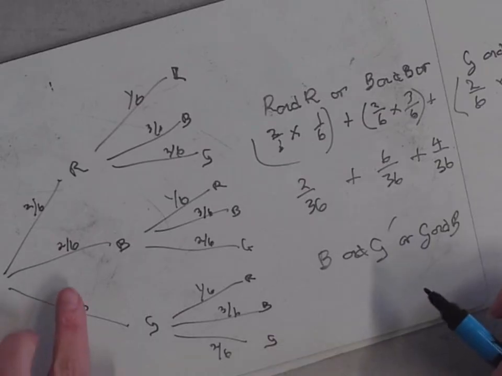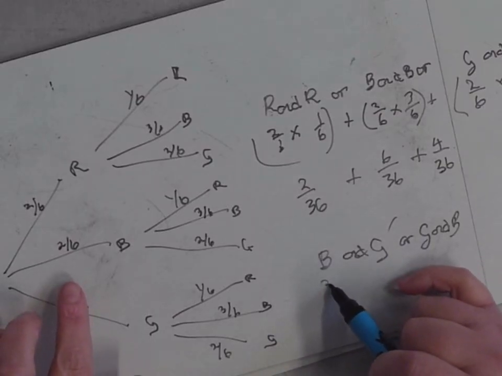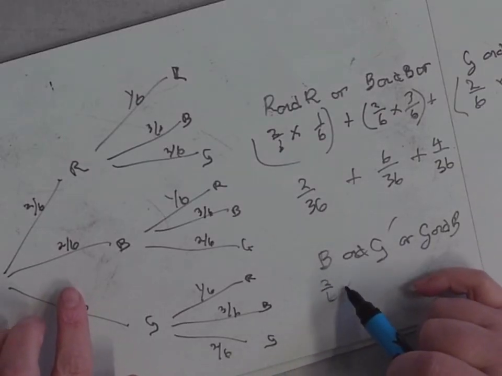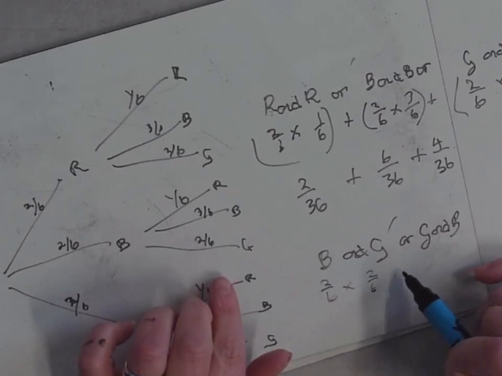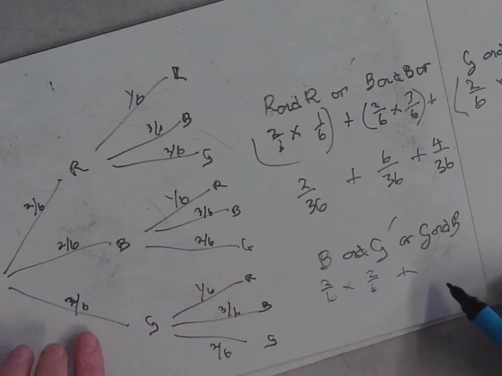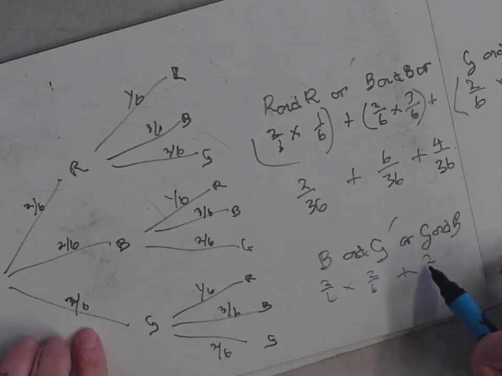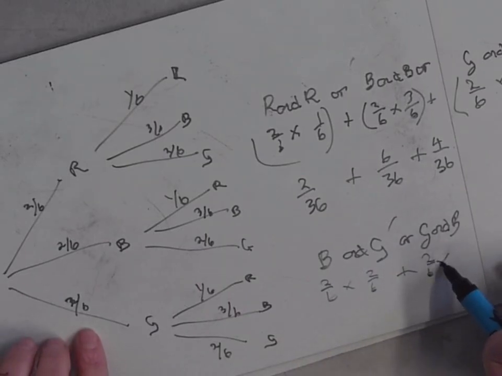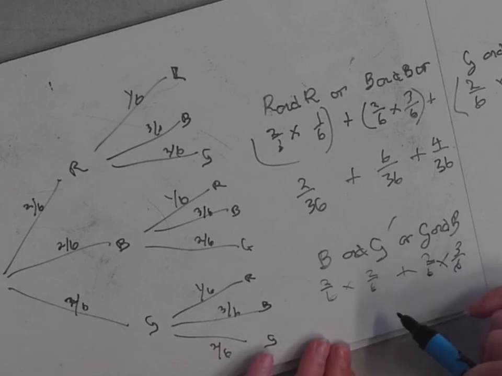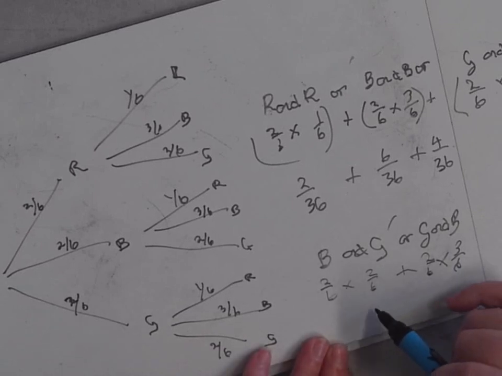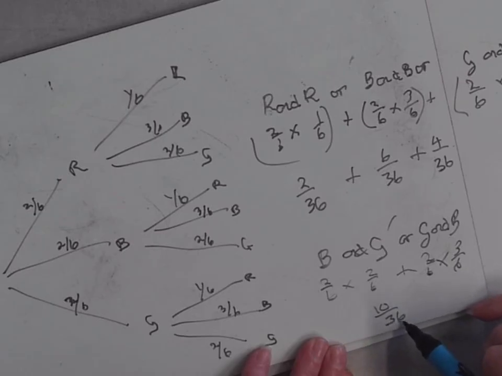So blue is 2 over 6. Blue first, 2/6, multiply green second, 2/6. Right? Or means you add green first, 2/6, and blue second, 3/6. Right? And that's 4 over 36. Add 10 over 36. 10 over 36, 5 over 18. Yeah. Is that right? Are we good with that?